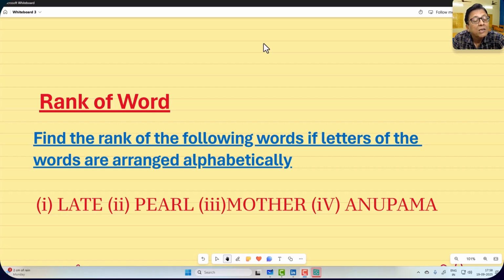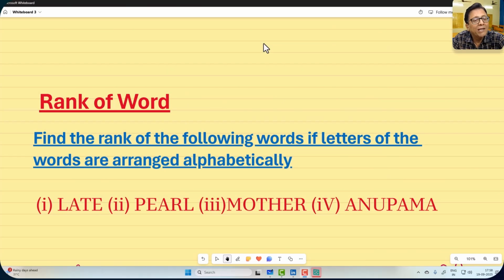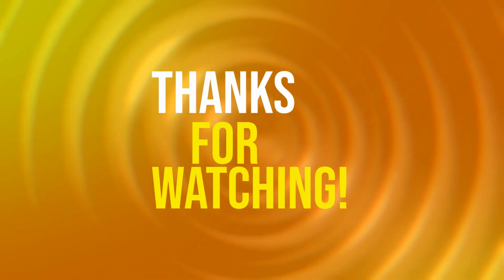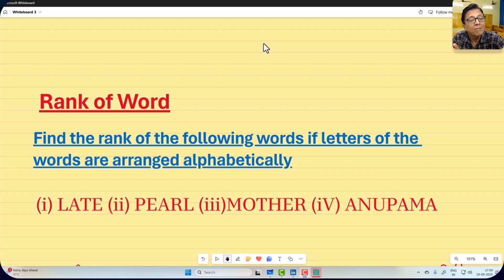Hello everyone, this session is going to be on finding rank of a word. What do you mean by rank? Suppose somebody asked you to find the rank of a word, and the condition given to you is that the letters in the word are arranged in alphabetical order, and then you tell me at which place this particular word is found. So this is the problem we are going to discuss today.